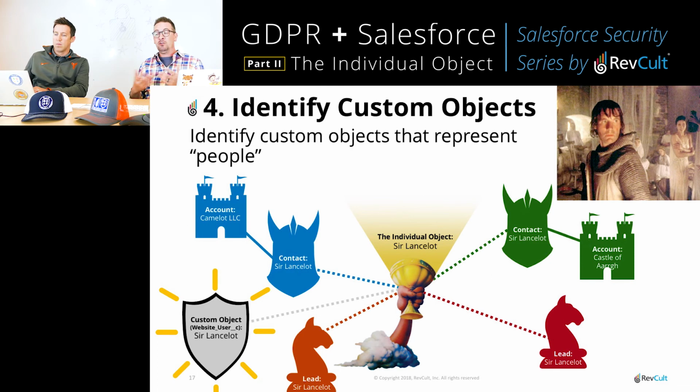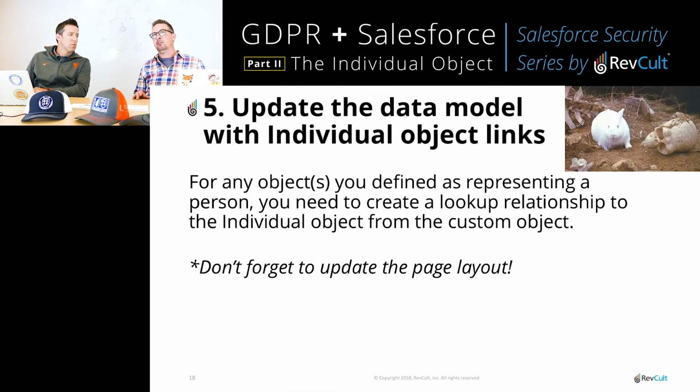So once you've got a firm handle on where people live inside your org, you just need to go make sure that you add lookup relationships to each of those objects back to the individual object. You can add that lookup relationship from pretty much anything in your org. So you can start to build that universe a little more holistically, which is great.